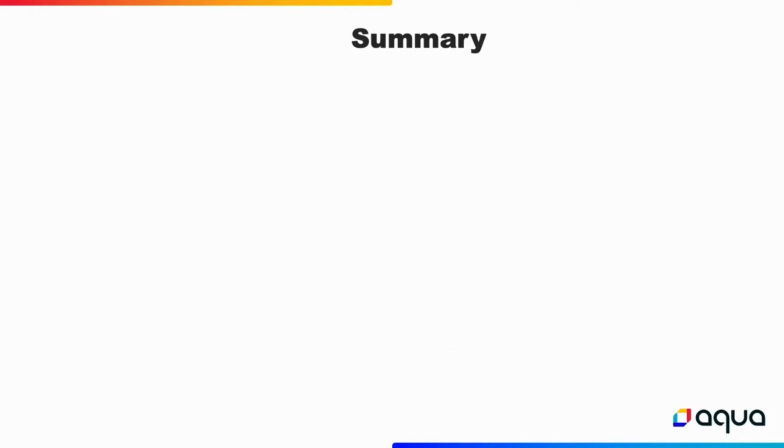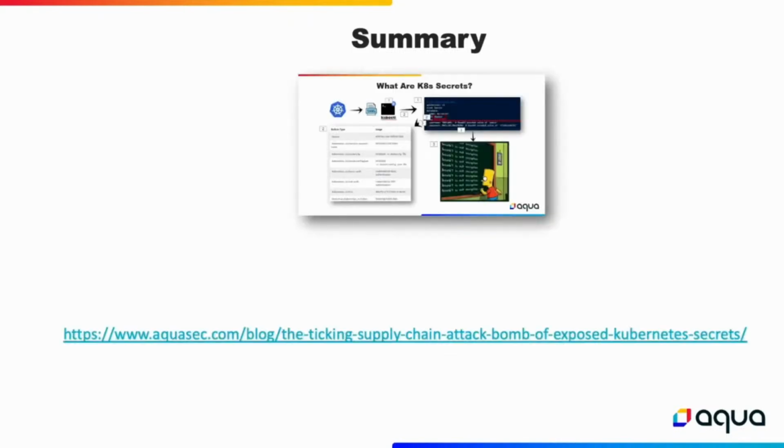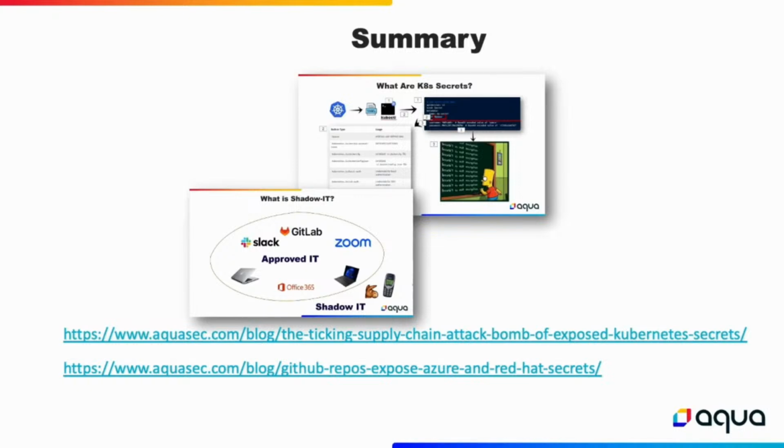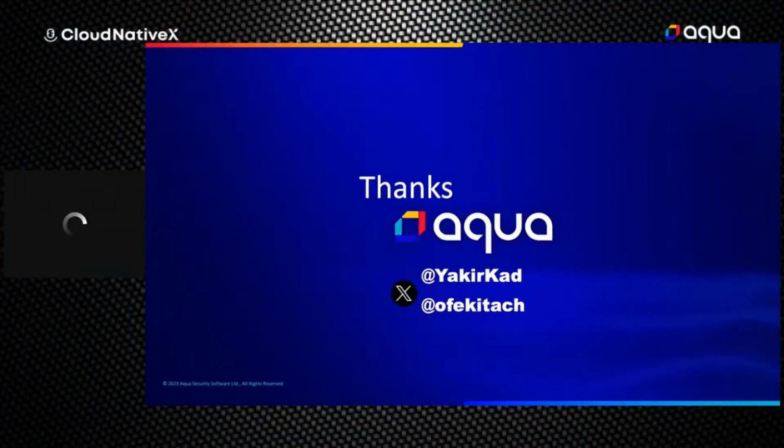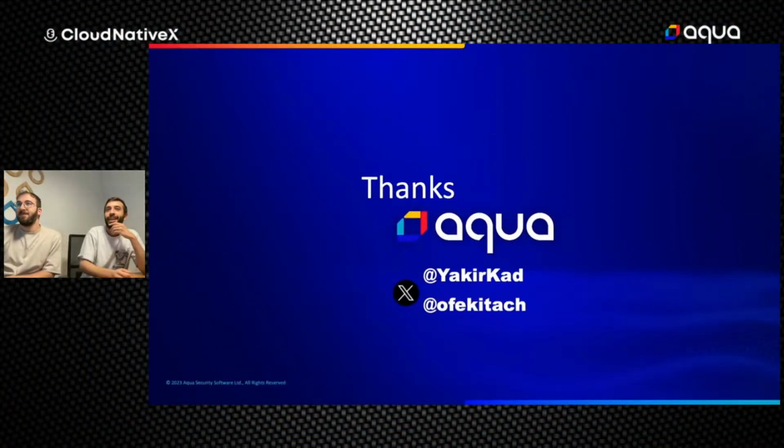So now we have finished the session. We have talked about Kubernetes secrets, about Shadow IT secrets in GitHub repositories, and about Phantom secrets. You can read our blog post of our research and studies in the Aqua blog. Thank you for watching. So thank you everyone, and now we have some time for questions.